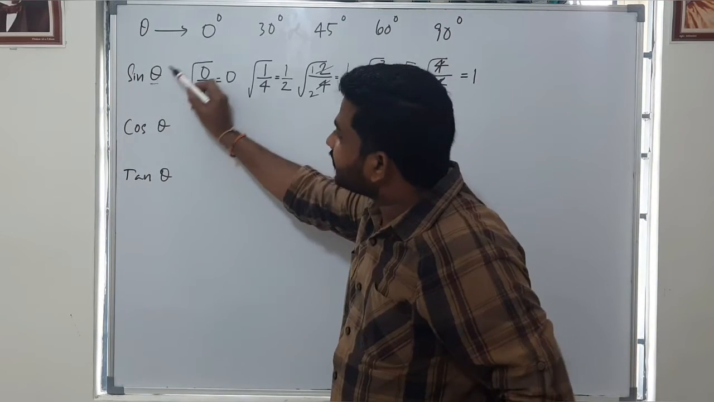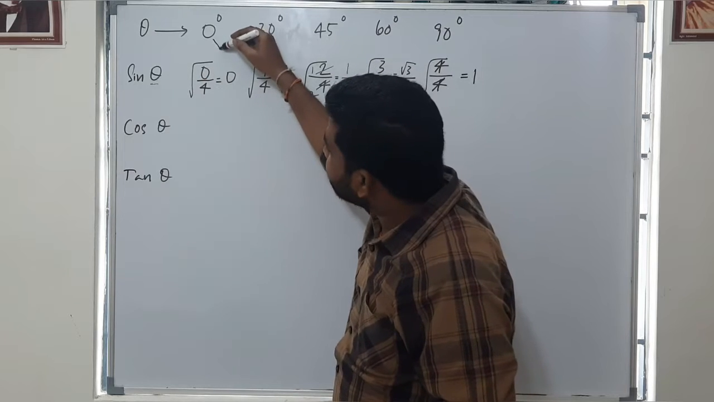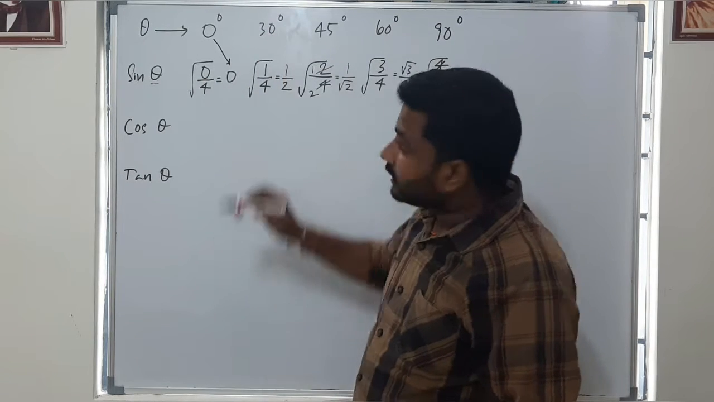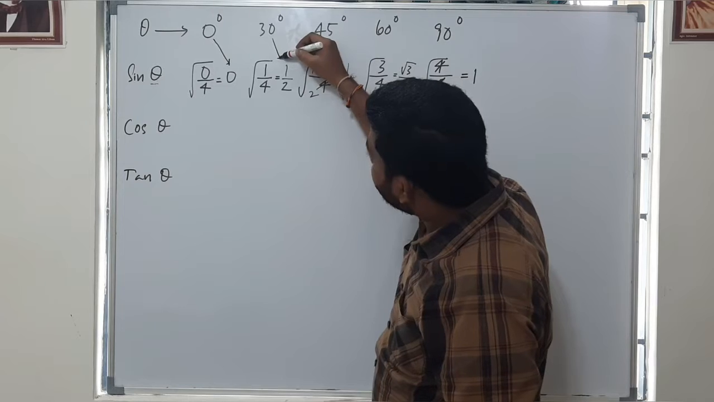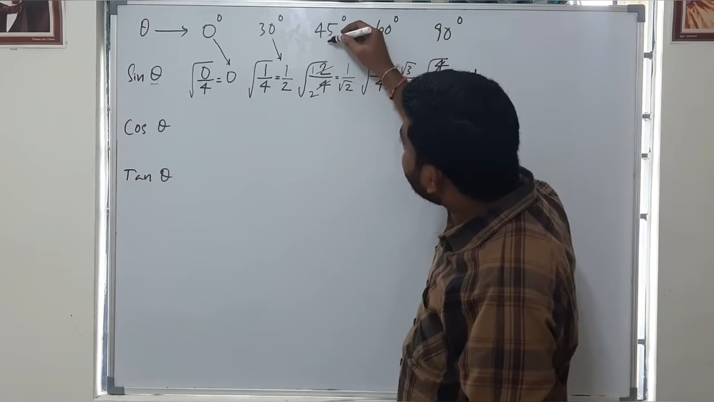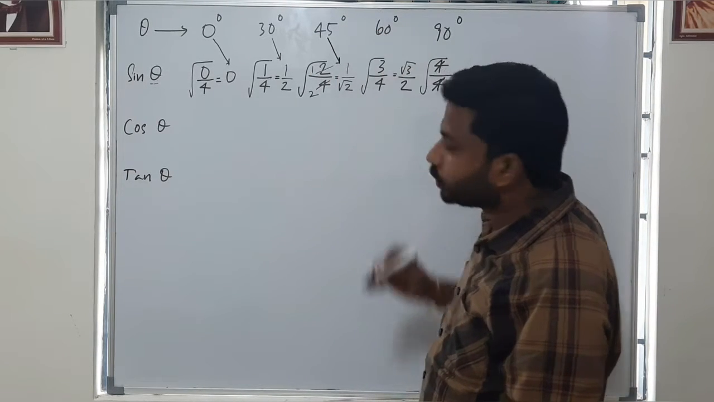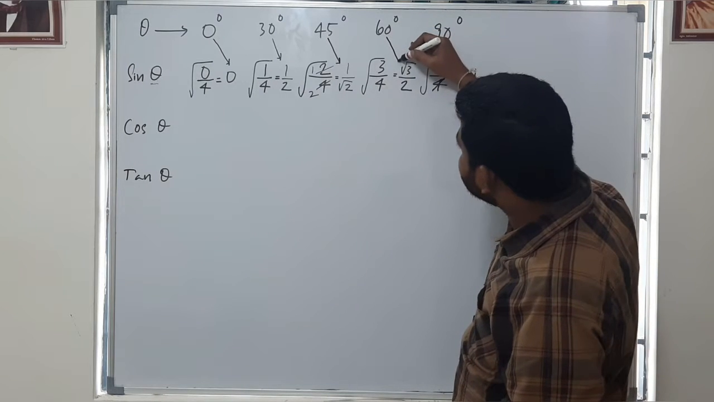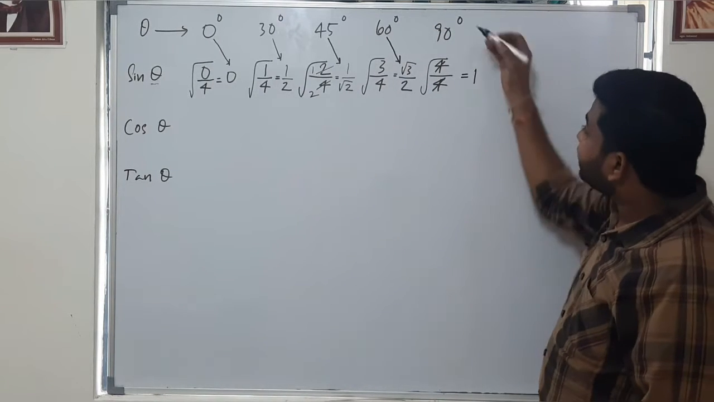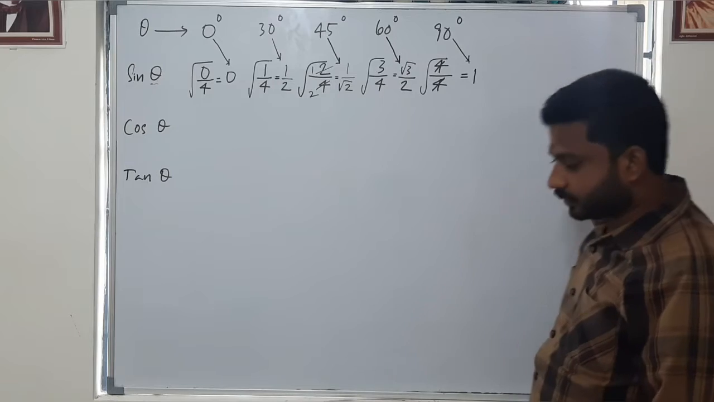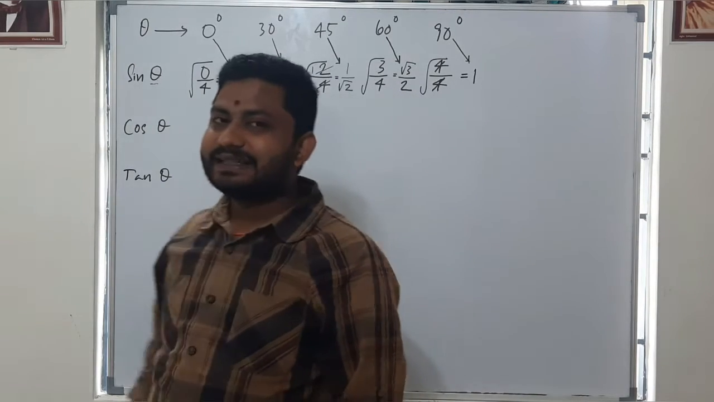So theta values, let's keep 0. Sin 0 degrees is 0. Sin 30 degrees is 1 by 2. Sin 45 degrees is 1 by root 2. Sin 60 degrees is root 3 by 2. Sin 90 degrees is 1. Right? So what is this sin theta?